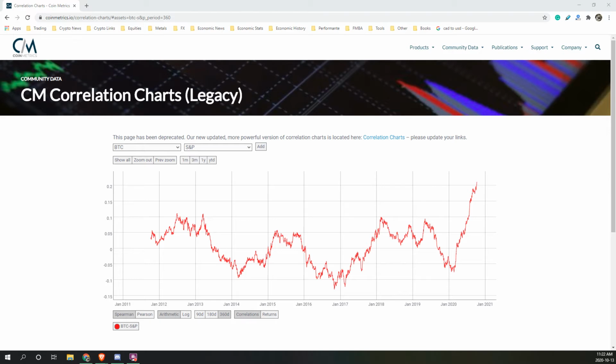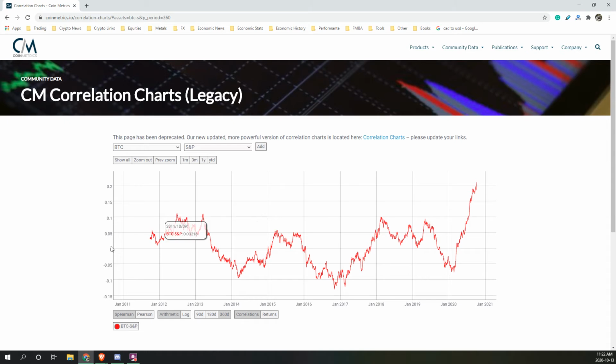And it's not just because we think it's going to go in a similar direction because of, I don't know, some random thing that doesn't involve actual statistics, but we actually value numbers and data and formulas in order to come up with correlations and what we perceive to be risk on or risk off. So this is a correlation chart between Bitcoin and the S&P 500. We are looking currently at the 360-day correlation. So we look at the past 360 days and see how correlated it is.